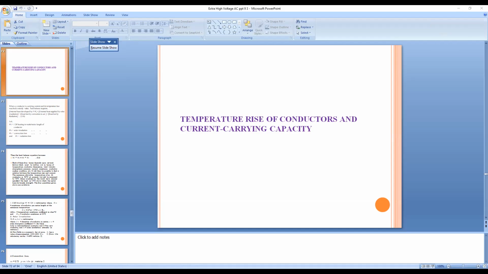Okay. Yesterday we have seen temperature rise of conductors and current carrying capacity. I will revise for those students who were absent yesterday: what is meant by current carrying capacity and some equations to calculate the heat balance.